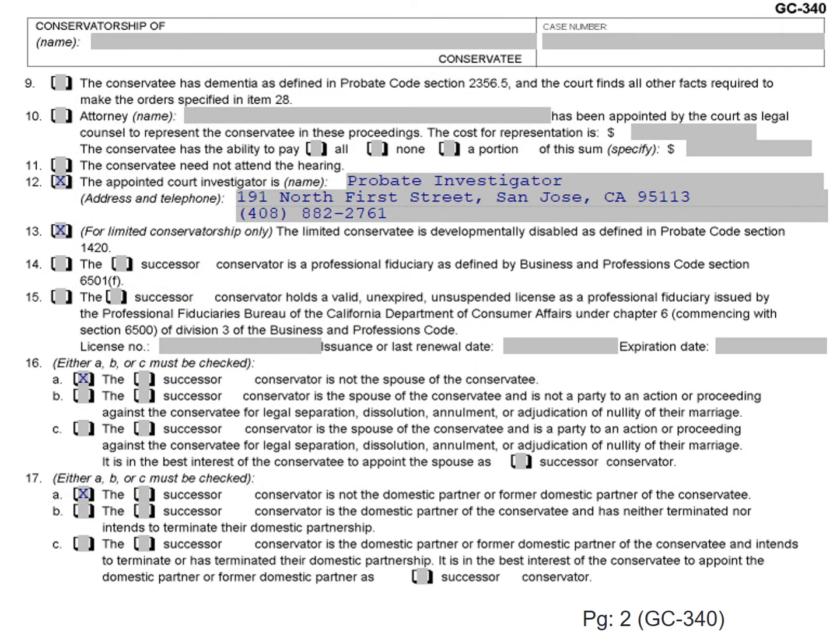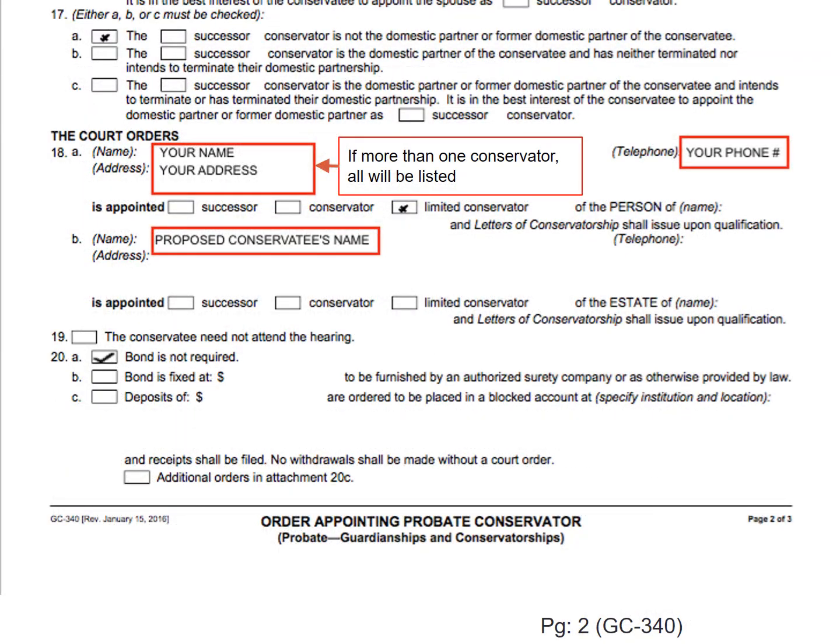On page 2 of Form GC-340, check the box next to item 12, write in Probate Investigator, and their contact information as shown on the slide. Check the boxes next to items 13, 16A, and 17A. At the bottom of page 2 of Form GC-340, at item 18A, write the name and contact information of each conservator. Check the box next to limited conservator and write in the name of the conservatee next to of the person of. Check the box next to item 20A, that bond is not required.